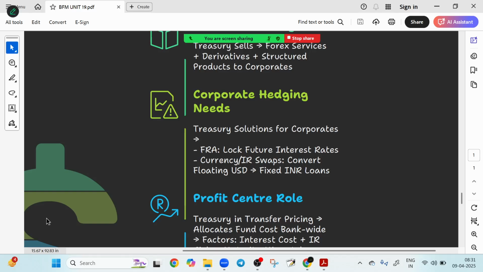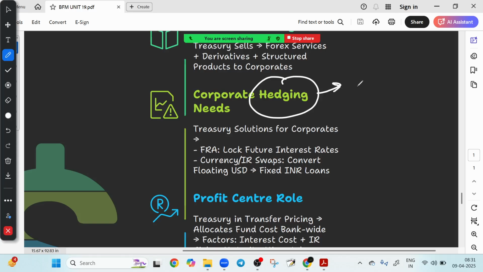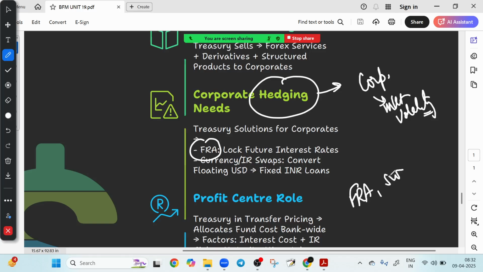Then we have corporate hedging needs. You know what it means? Treasury provides hedging solutions that protect corporates from market volatility, right? If you need to lock in interest rate, then use FRA, forward rate agreement. We have already talked about it. If you want to manage currency exposure, go for swaps or options. It's all about converting uncertainty into clarity, right? That is called corporate hedging needs. Two tools I told you: forward rate agreement, and swaps and options.